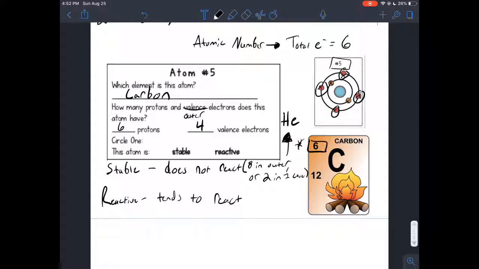If it is not stable, that means it has 1, 2, 3, 4, 5, 6, or 7 valence electrons. So when you count, all you have to do is convert this number. If that number is 8, or if it's 2 with helium, it's stable. If it's anything else, it's reactive. In this case, it is 4. It's anything else, it's reactive. All right? Give this a shot now in your activity.